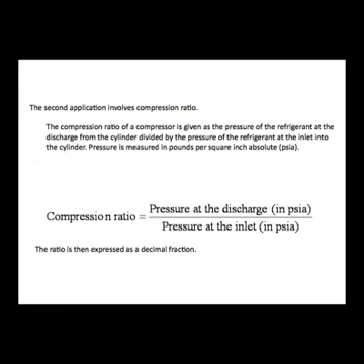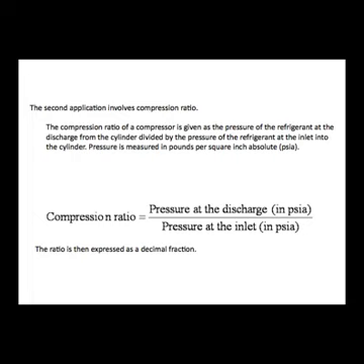The second application involves compression ratio. The compression ratio of a compressor is given as the pressure of the refrigerant at the discharge from the cylinder divided by the pressure of the refrigerant at the inlet to the cylinder. Pressure is measured in pounds per square inch absolute. We'll talk more about that in the refrigeration and air conditioning classes.